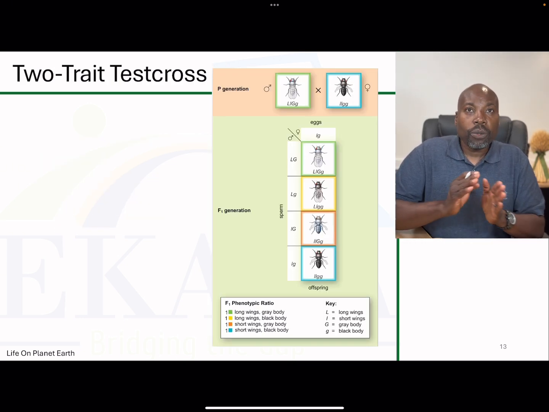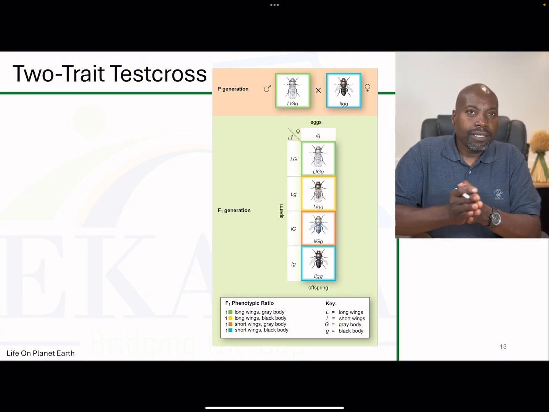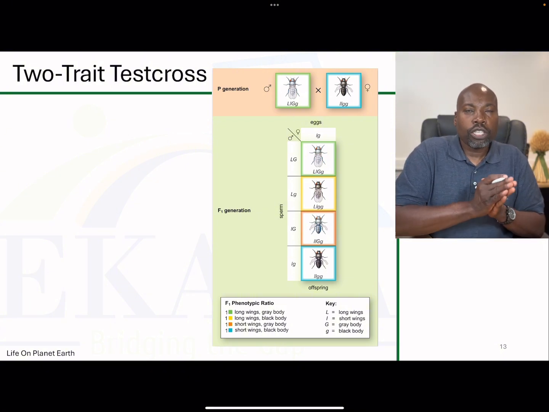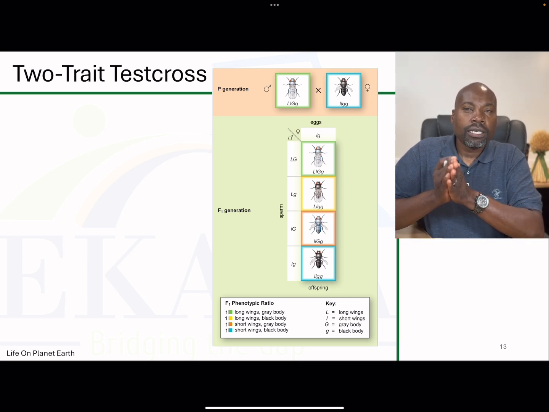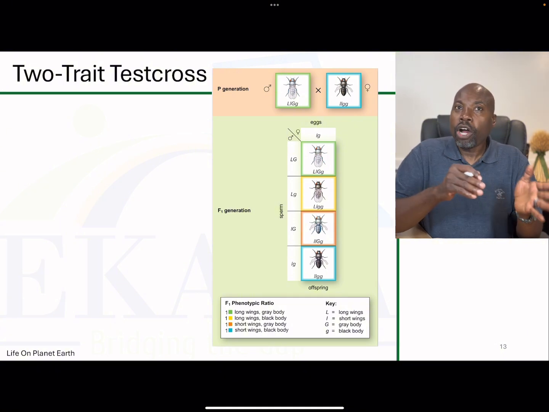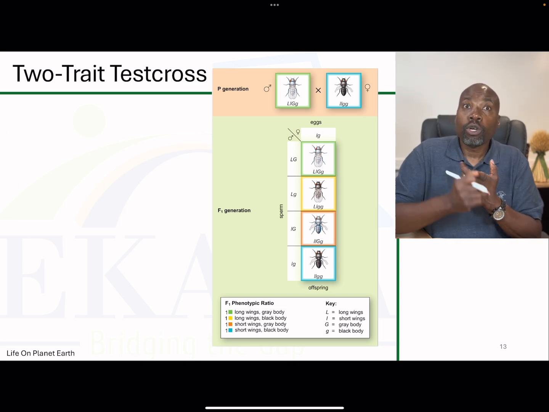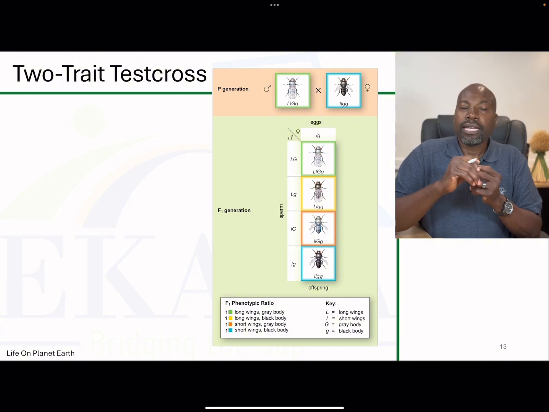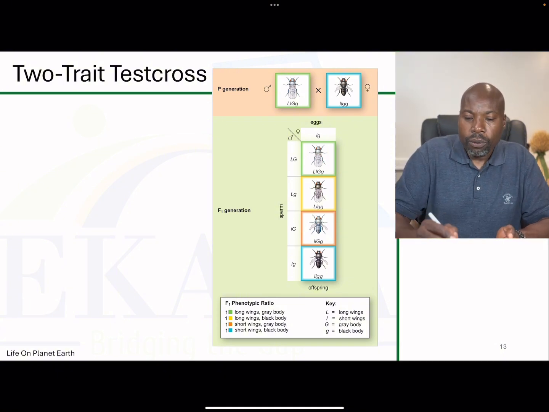All right, so just like the 1-trait analysis, he can also do the 2-trait test cross, where he would start with a true breeding for the recessive features and an unknown breeding for the dominant feature. Are they dominant homozygous? Are they heterozygous? He doesn't know, right?